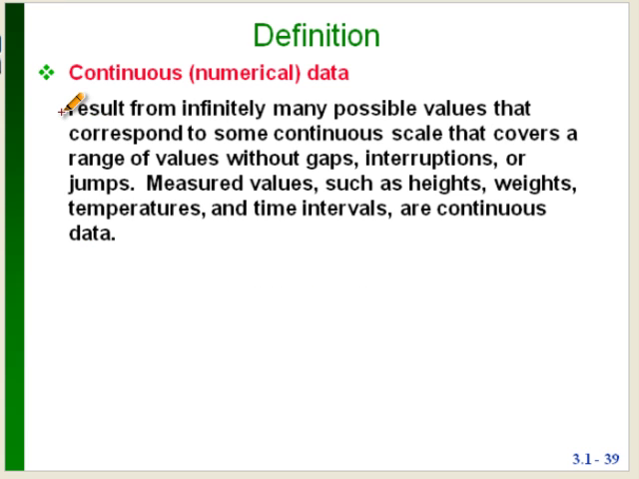But for continuous data, again, this is something where we have a range of values. There are no gaps or jumps in it. The easiest way to tell that you have continuous data is if it's something that's measured, like a height, a weight, a temperature, or a time interval. So for example, 16 seconds, that kind of thing.